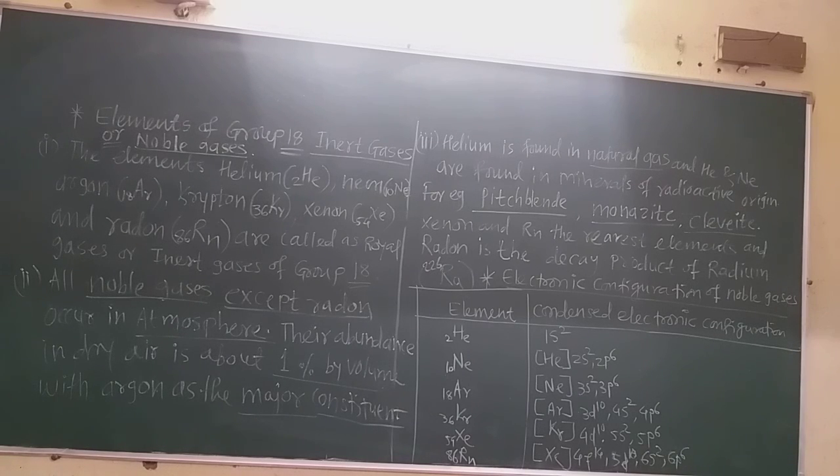In the last lecture we already studied the 16th and 17th families: their introduction, their electronic configuration, their occurrence, and which elements are present in those families. That is the 16th, the oxygen family, and the 17th, the halogen family. Now we have to study the introduction, occurrence and electronic configuration of group 18 elements.